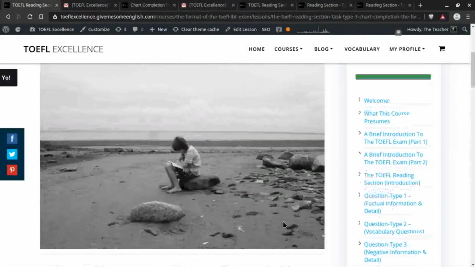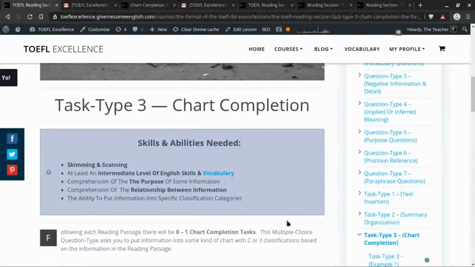All right, and here we are on the very last of the task types. It's the very last of the question types. We are at the last one in the reading section. Congratulations on making it this far. You have already made it past the halfway point. So this is the chart completion tasks.